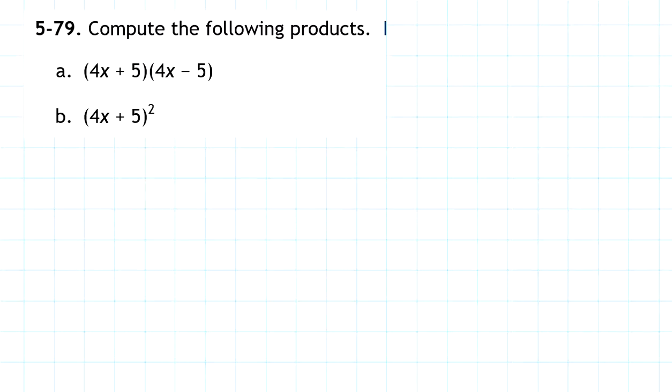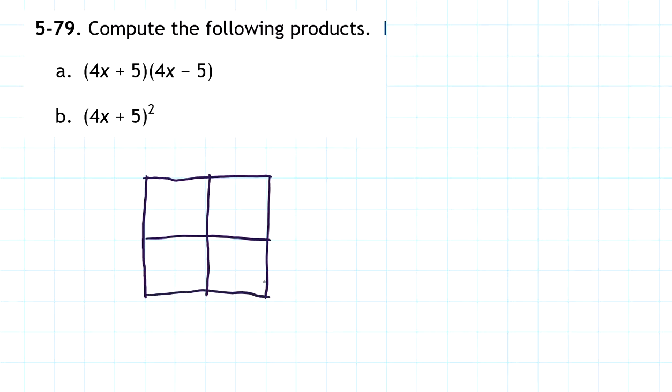Okay, compute the following products. The first one is 4x plus 5, then that binomial is multiplied by 4x minus 5. To do this, I'm going to use a generic area model, so I'm going to go ahead and write a 2 by 2 grid. So I'll do these lines and these lines.